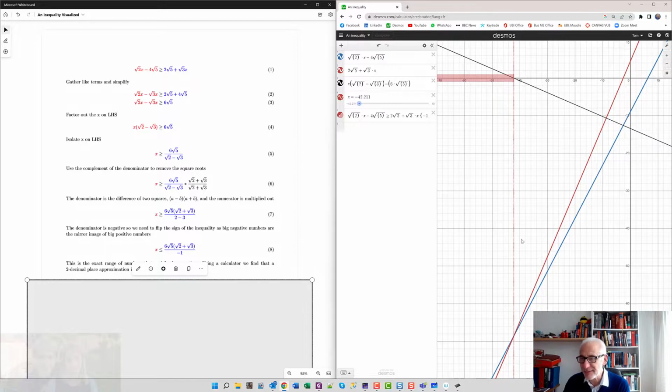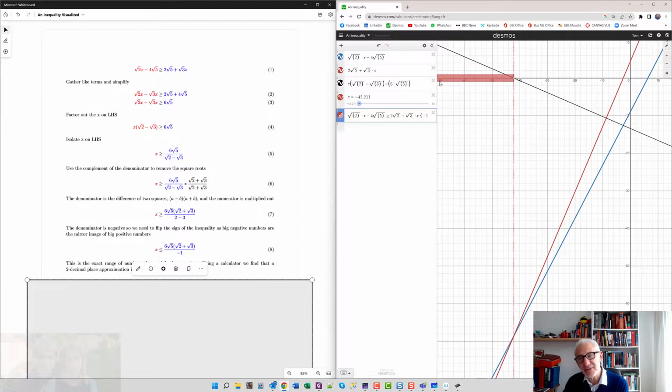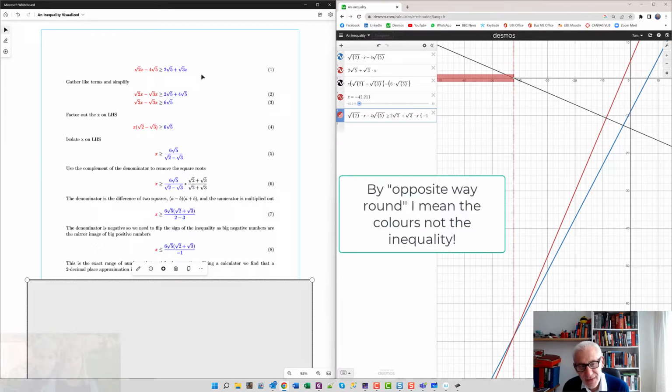And up here, I've actually tracked that point. This is the number that we worked out in our calculations, 42.21 and a bit. And shaded in red here is the range of values of x where the blue line is greater than the red line, which in fact is the opposite way round to what I've got up here. Trying to keep a track of this is sometimes difficult. So I hope you find that useful.